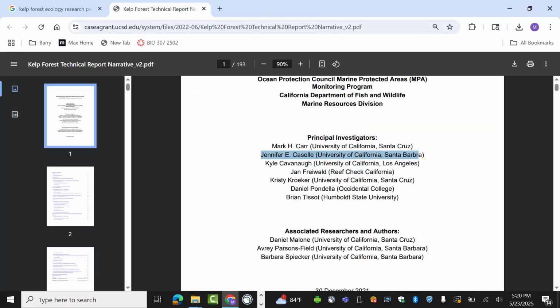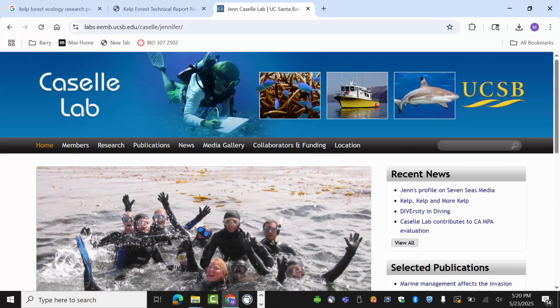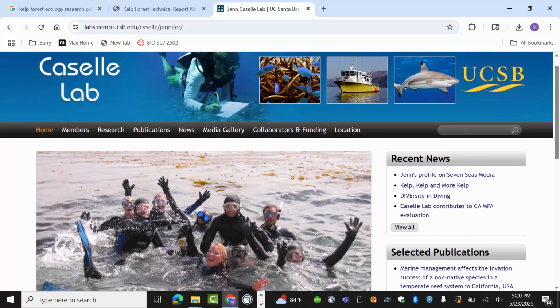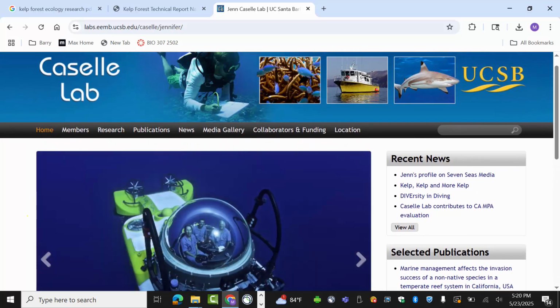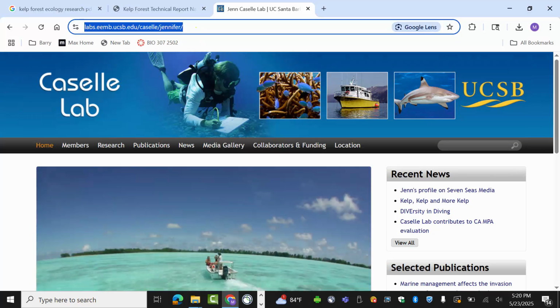Mark Card, Jennifer Cassell, who is at UC Santa Barbara. Boom, Google her. Here's her research lab. Here we go. Why is this so slow? There we go. Look at that. Look how much fun they're having. All those students probably freezing. They get shrunk down, put inside a little fish bowl. Sorry, I shouldn't be making stupid jokes.